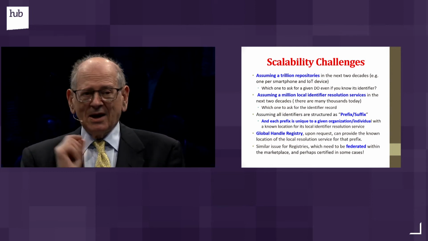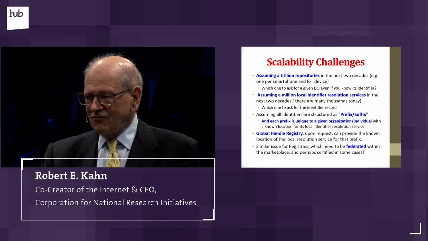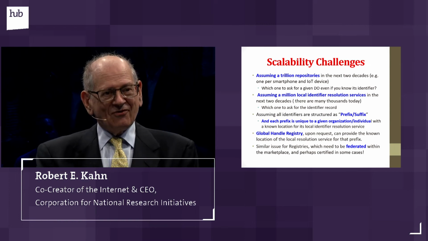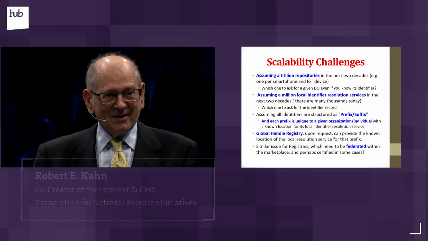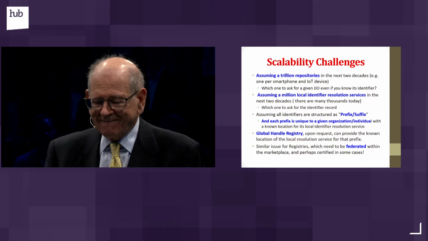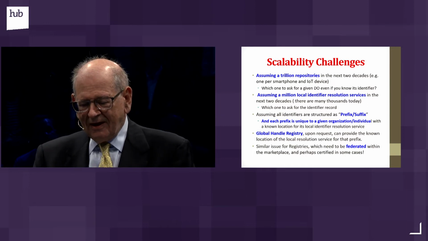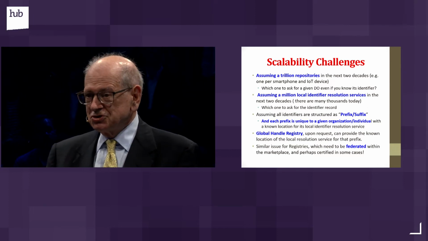So if somebody gave you an identifier, maybe it came in an email or you read it somewhere, how do you go from that identifier to the repository that's got that information that's being identified? You're certainly not going to want to ask 1 trillion different repositories, "Do you have it? Do you have it?" And so forth. So you need a way to streamline that process. And that's where this notion of a global resolution service comes from.